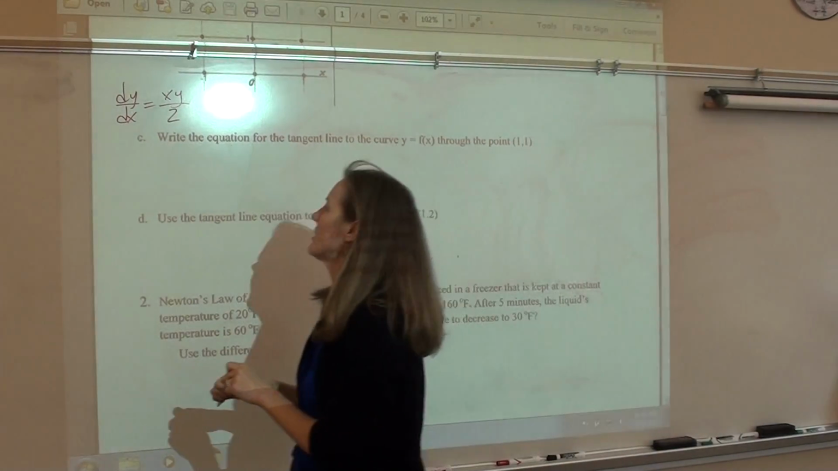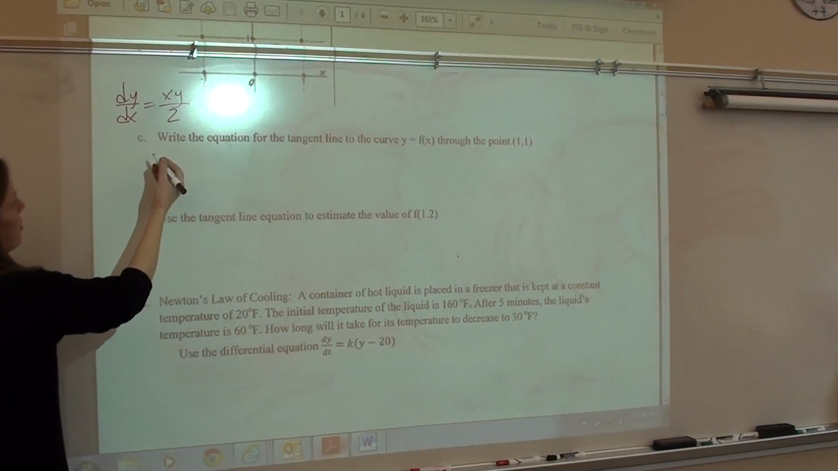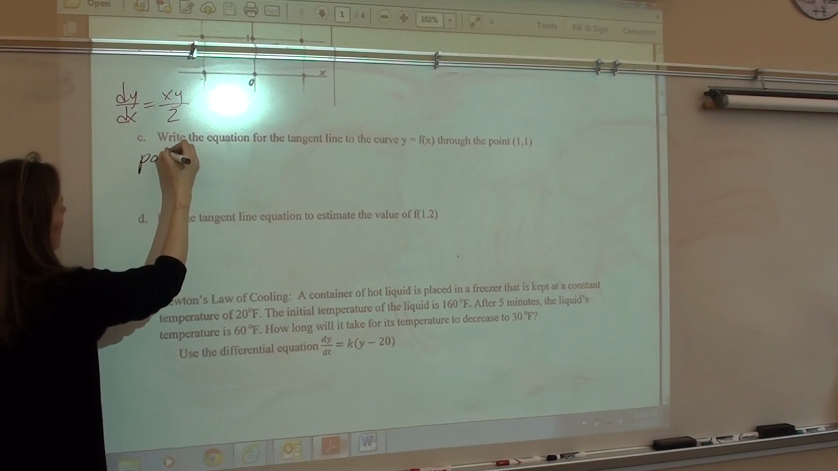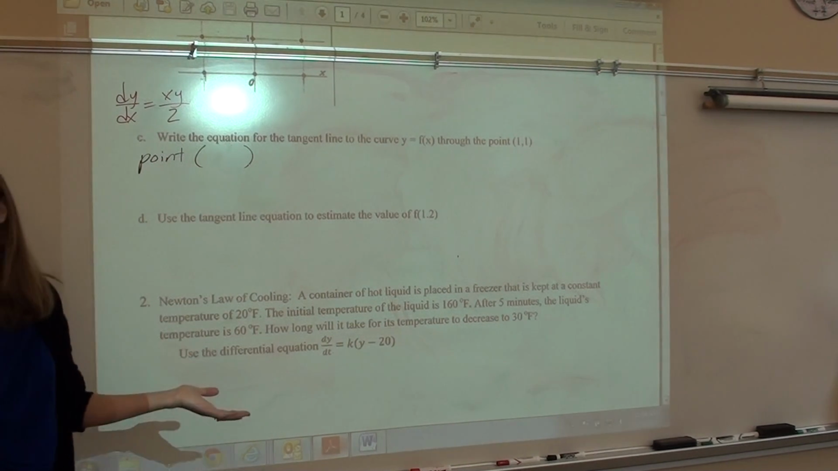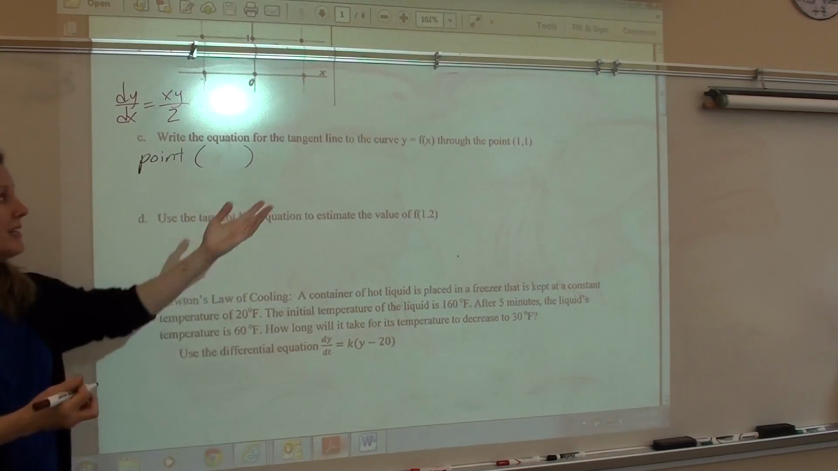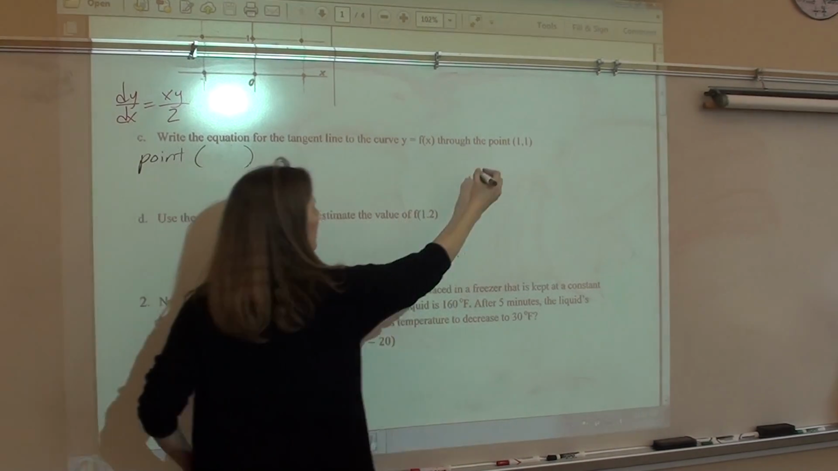Okay, so dy dx equals xy over 2. We need a point. Hey, look, we have a point. What is the point? (1, 1). It's given, it's right here.